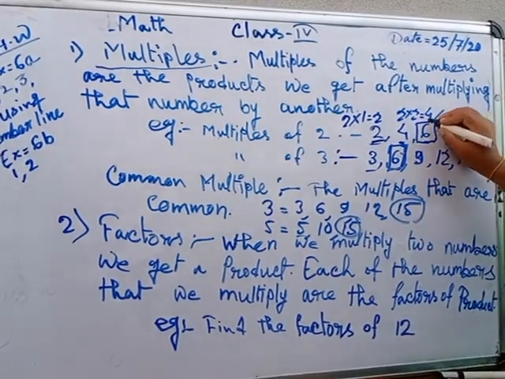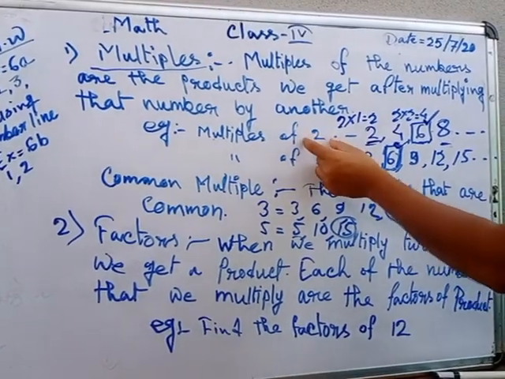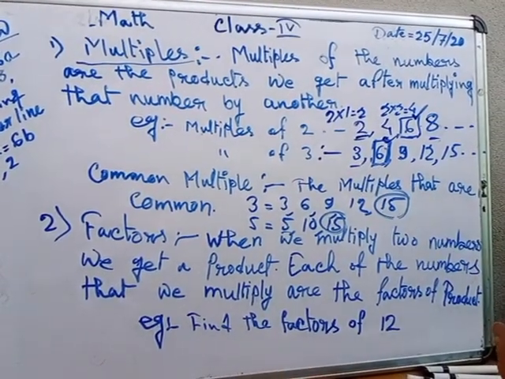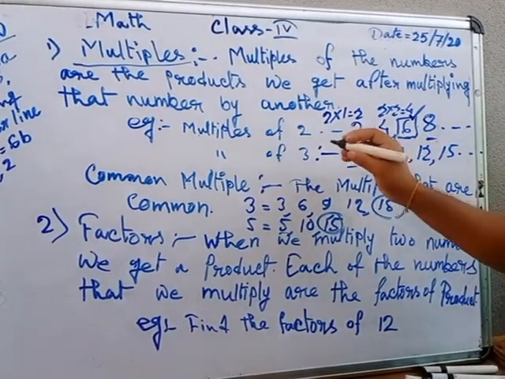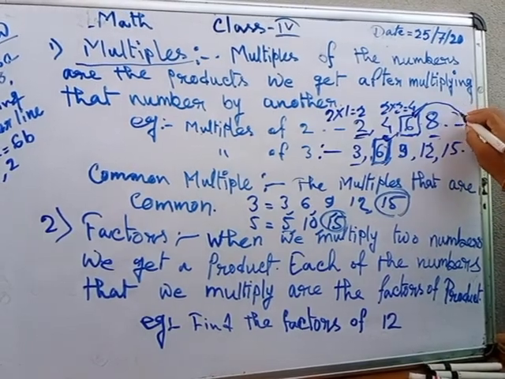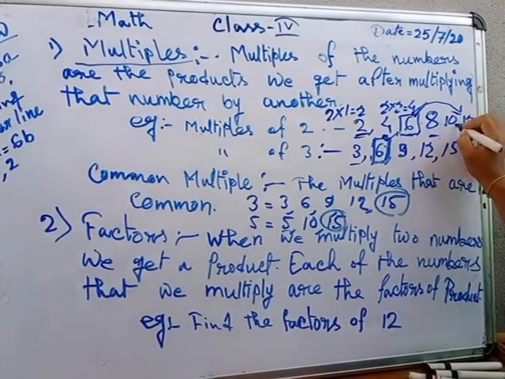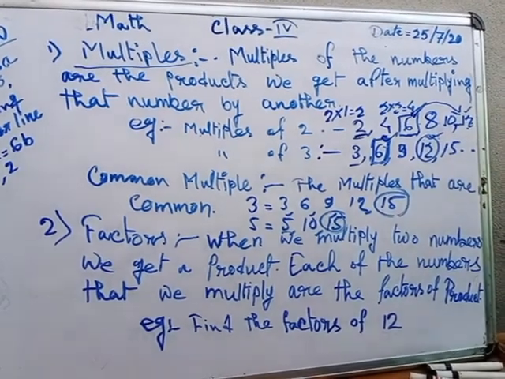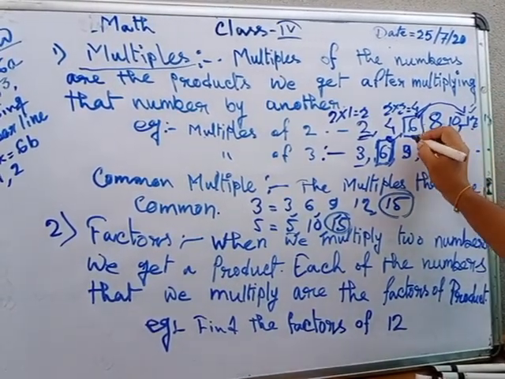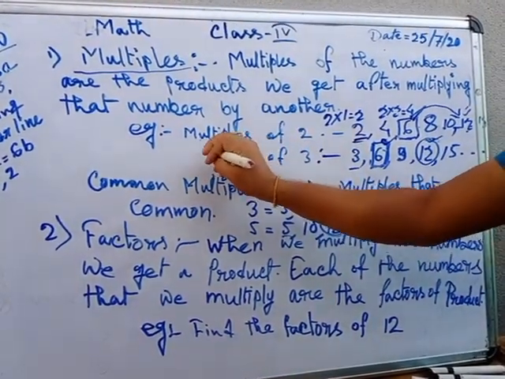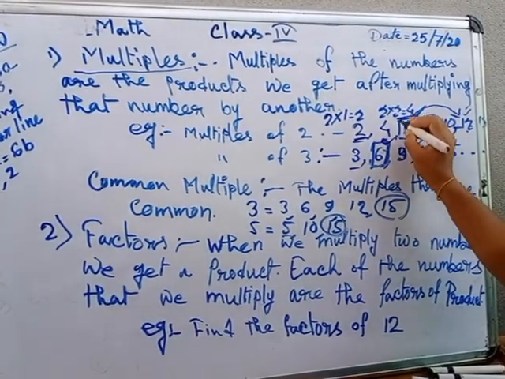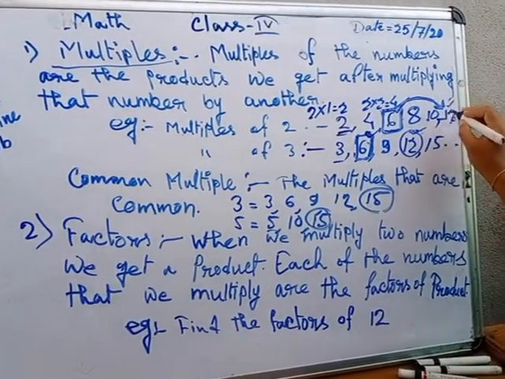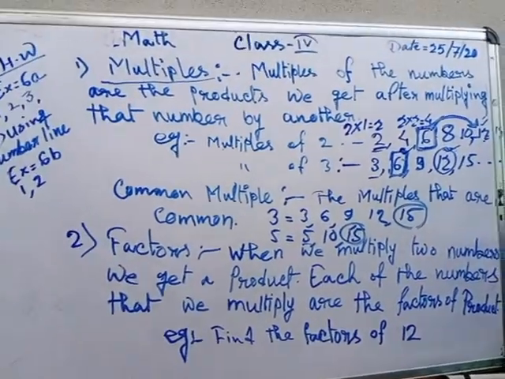And 6 is the common multiple of 2 and 3, because we get 6 from the multiples of 2 and the multiples of 3. Then after 6, it will be 12. 12 is also a common multiple of 2 and 3. After 12, it will be 18. To find the common multiples, we first get the first common multiple, 6, and then multiply: 6 2s are 12, 6 3s are 18, like this.